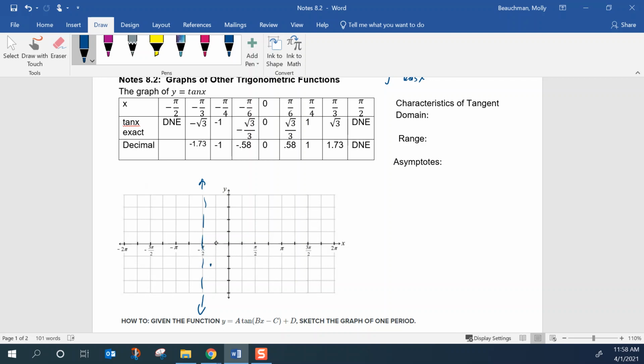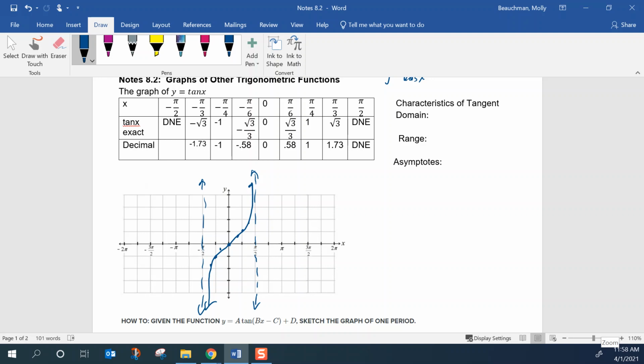At negative pi over 4, we have negative 1. Negative pi over 6 is negative 0.58. Then by symmetry on the other side, at pi over 6, we have 0.58. At pi over 4, we have 1, and at pi over 3, about 1.73. When we reach pi over 2, we have does not exist again, so there's another vertical asymptote. If we sketch in our points, one cycle of the tangent function happens between negative pi over 2 and pi over 2.